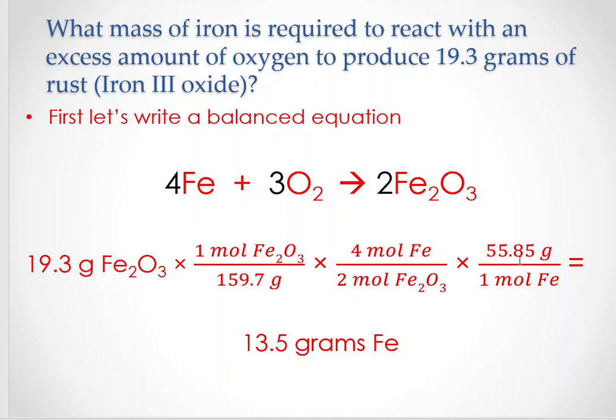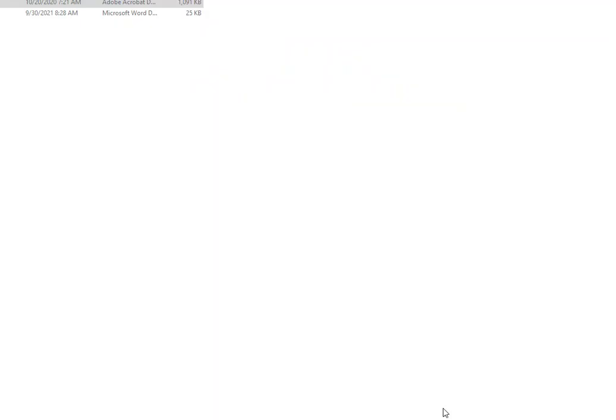And then multiply by the molar mass of the iron to get the desired units. In this case, we wanted to know what mass of iron. That's why we multiply by the molar mass there. Okay, so that's stoichiometry in a nutshell. It just takes practice, and the more practice you do, the better off you'll be. Now let's move on to solution stoich.